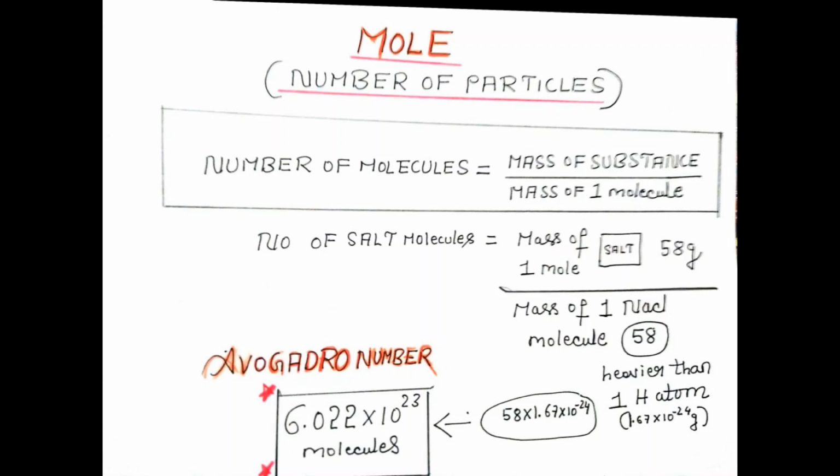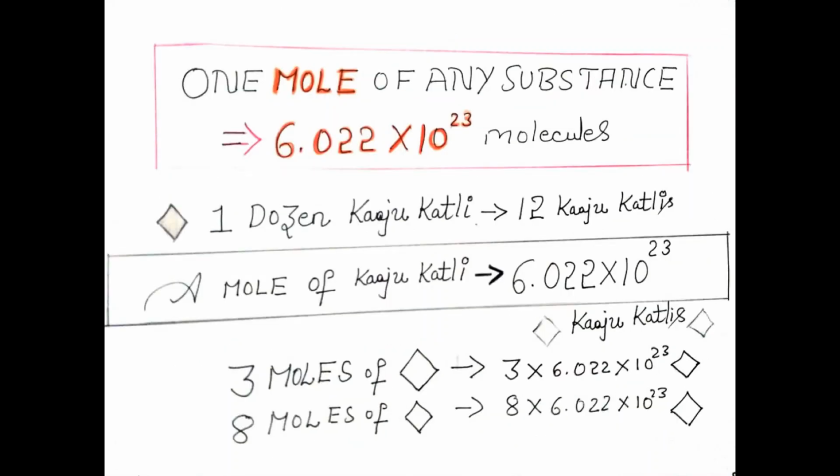Remember the number: 6.022 into 10 power 23 molecules. So the conclusion, 1 mole of any substance is equal to Avogadro number, 6.022 into 10 power 23 molecules.